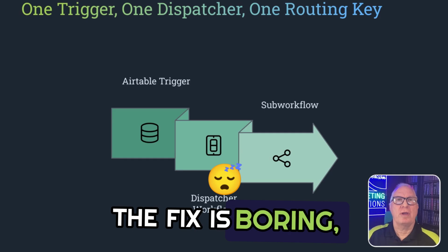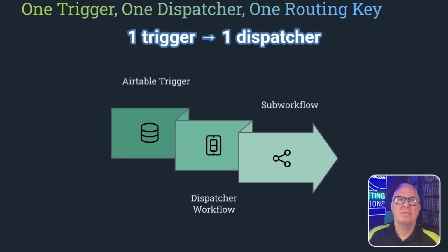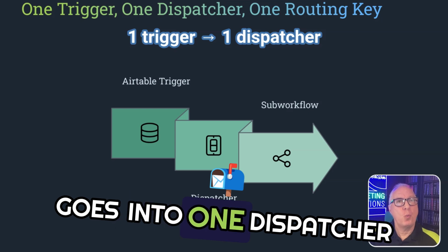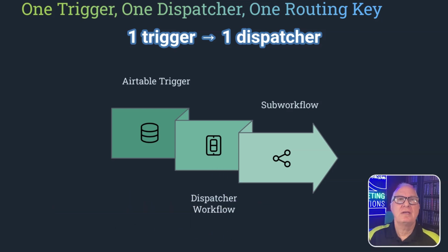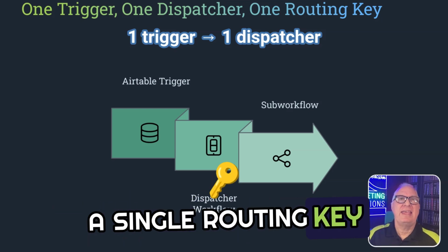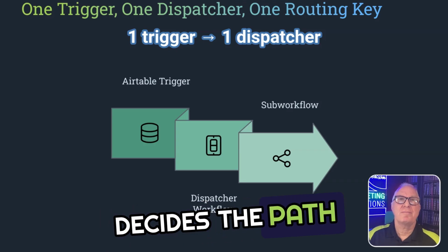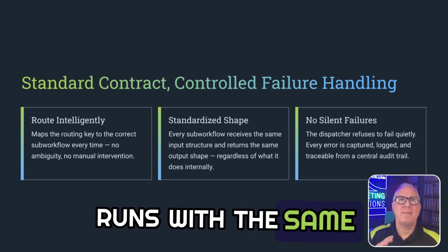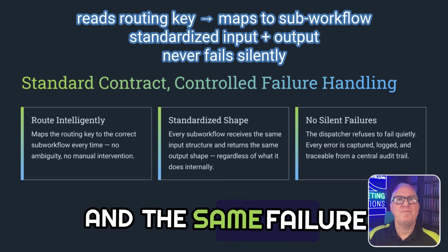The fix is boring, and that's why it scales. One Airtable trigger goes into one dispatcher. A single routing key decides the path. Every subworkflow runs with the same contract and the same failure handling.